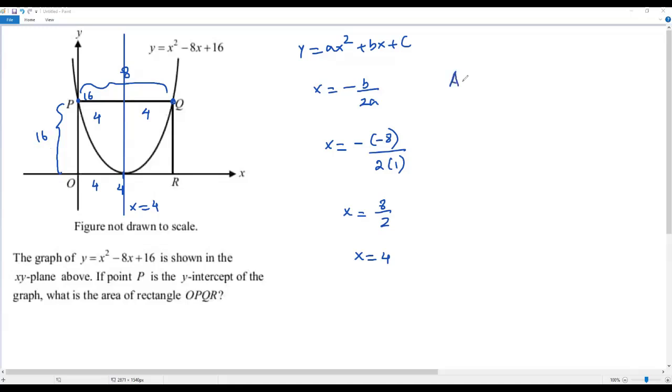Okay, now let's find the area of rectangle OPQR. Let me write over here OPQR. The formula to get the area of a rectangle is length times width. So here the length is 8 and the width is 16. When I multiply 8 and 16, I am getting 128. Okay, therefore the area of rectangle OPQR is 128 square units.